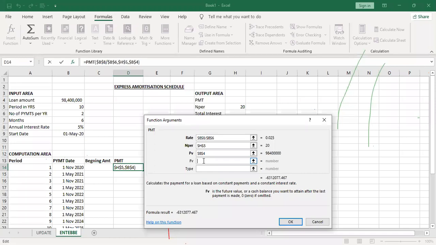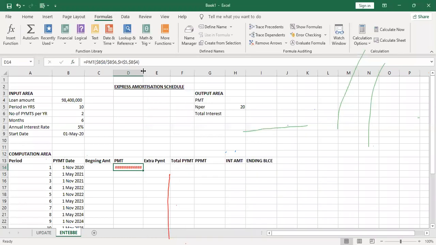Then you go to FV, future value. When all the periodical payments are made, we need a zero. So if you leave that blank, Excel will know that you need a zero. Then type, we have one and two. If you are making the payment at the beginning, then you type one. If you are making the payment at the end, you type zero. So if you omit that, Excel will know that you make the payment at the end of the period. In simple terms, leave the future value and the type blank. Or if you have a lot of time, you can type 0 and 0. And then after that, you click on OK.